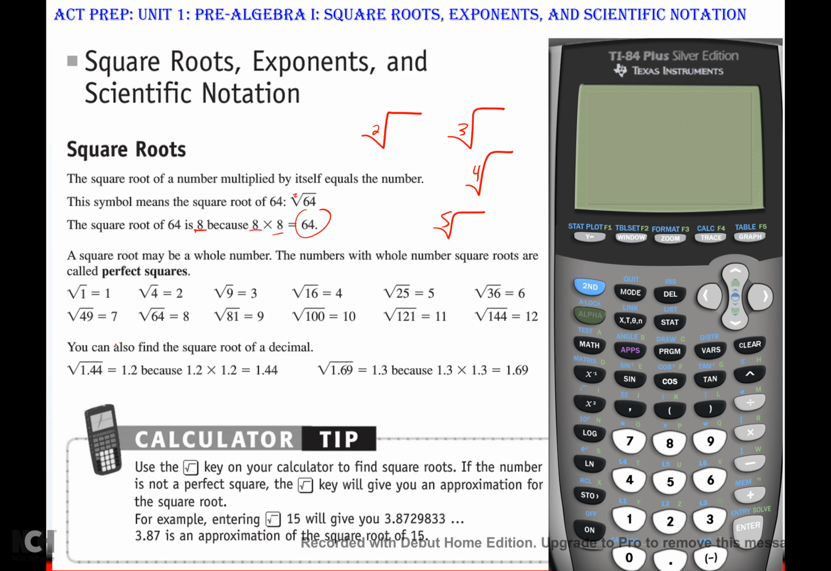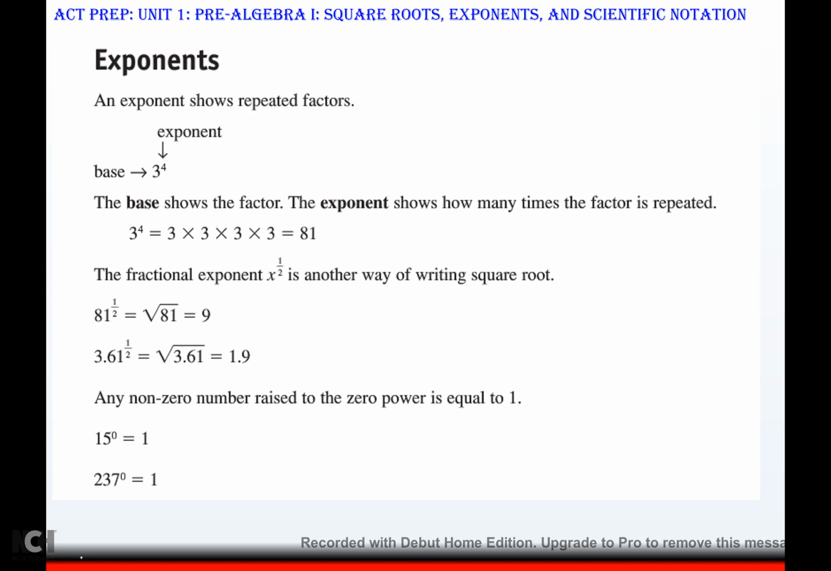Okay, you can use the square root key. On a TI-84 graphing calculator, your square root symbol is right here. It's blue, so you hit your second key and then your x squared key to get the square root symbol. Okay? All right, exponents.